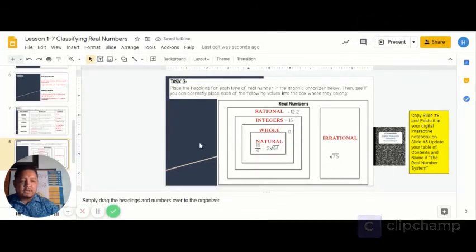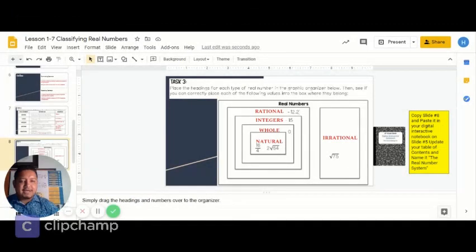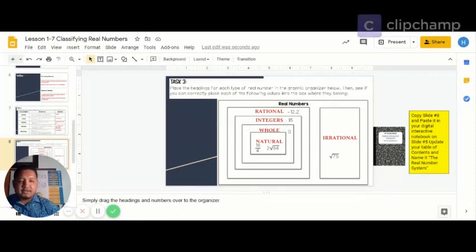Now, over here, again, you have this note with your interactive notebook. It says copy slide number 8 and paste it in your digital interactive notebook on slide number 5. This is going to be your 5th page in your interactive notebook. Update your table of contents and name it the real number system.